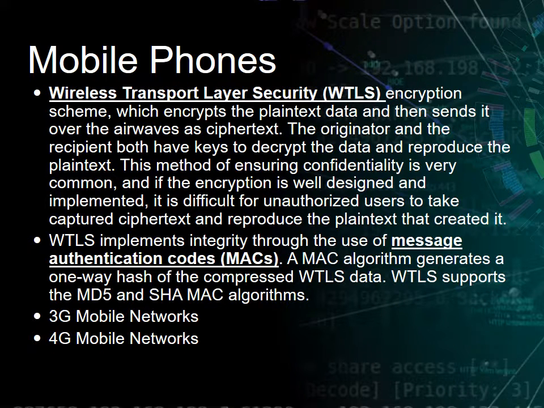Since phones are doing more and more with data, there needs to be a way to protect that data. So here we have Wireless Transport Layer Security, or WTLS. It's an encryption scheme which encrypts the plain text data and then sends it over the airwaves as ciphertext. The originator and the recipient both have keys to decrypt the data and reproduce the plain text. This method of ensuring confidentiality is very common, and if the encryption is well designed and implemented, it is difficult for unauthorized users to take a captured ciphertext and reproduce the plain text that it created.